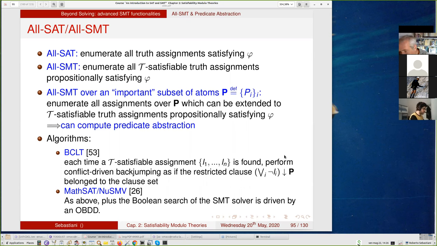of atoms. So suppose you have a set of atoms which you consider relevant and some other atoms you consider less relevant. So you want to enumerate all assignments over the relevant set of atoms which can be extended to a theory satisfying truth assignment propositionally satisfying phi. This is very important in formal methods as predicate abstraction.